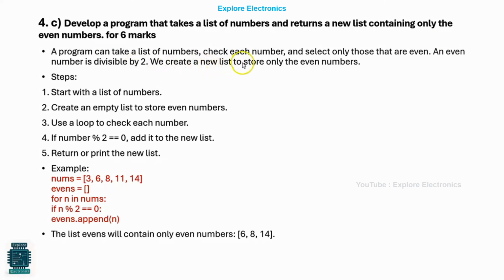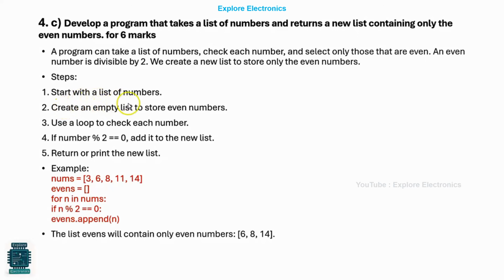We create a new list to store only the even numbers. We have to create a new list and store there whatever numbers are divisible by 2, which means even numbers. Here we have some steps. Start with the list of numbers. I am taking for example numbers is equal to 3, 6, 8, 11 and 14. This is the list of numbers.